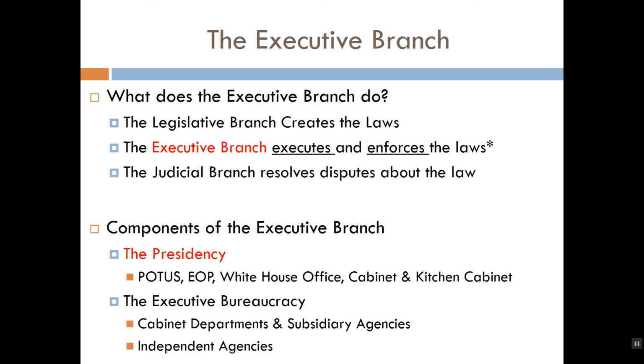However, this is then going to be divided into 15 departments, including the Department of State, the Department of Treasury, the Department of Interior, the Department of Justice, and many others. If you would like a comprehensive list of the different departments, you are referred to Table 11-1 on page 256 of your textbook. But we're going to focus for just a moment on the Treasury Department.